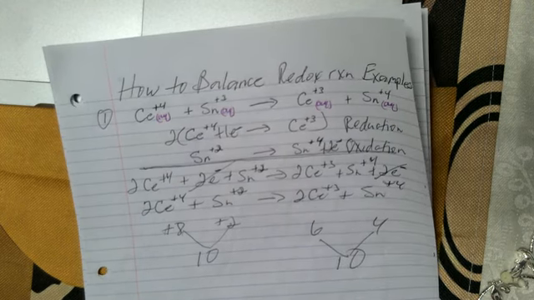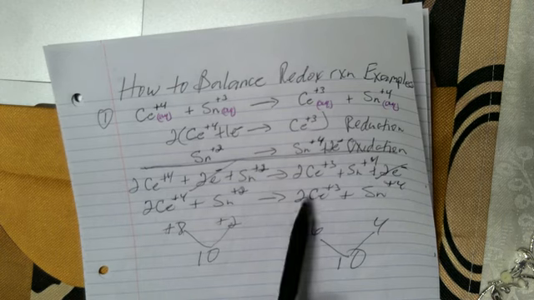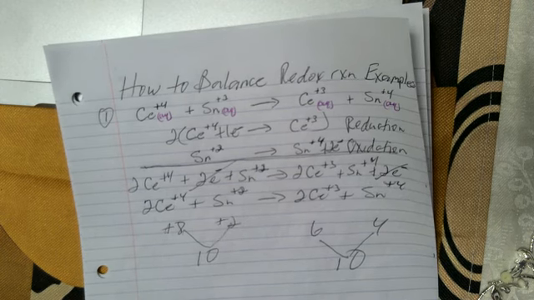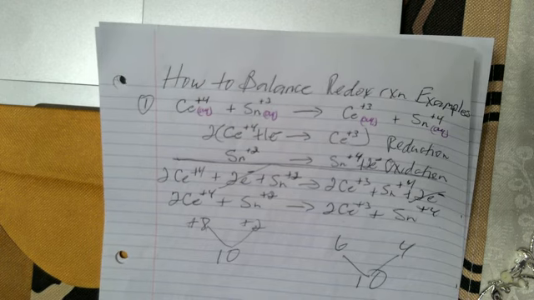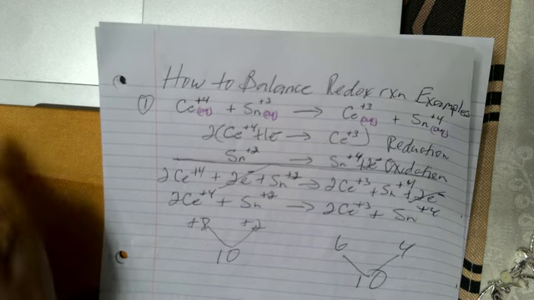It's equal in charge and it's equal in ions. You got 2 Ce, 2 Ce. 1 Sn, 1 Sn. So it is equal in charge. Okay? So I'm getting ready to do another example, but that is going to be on another video.